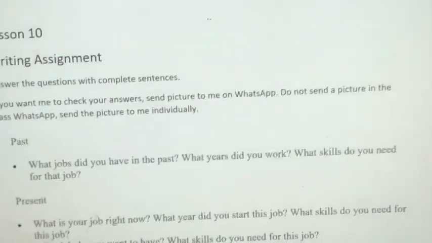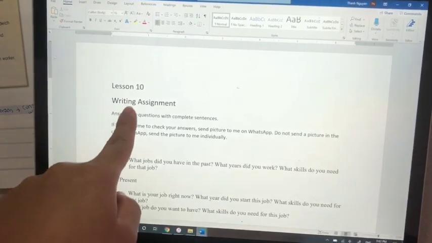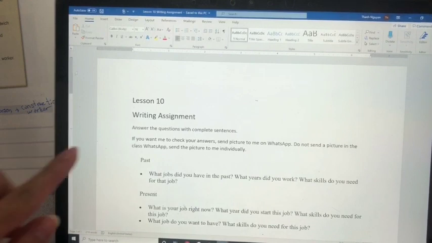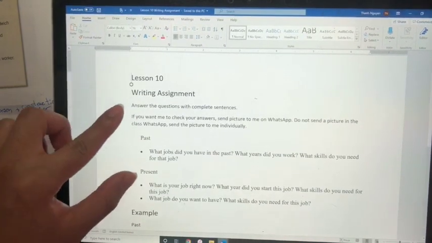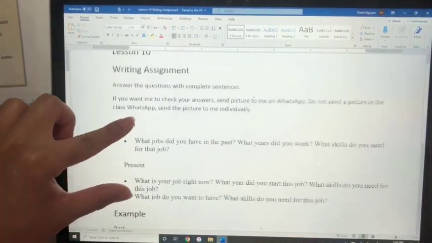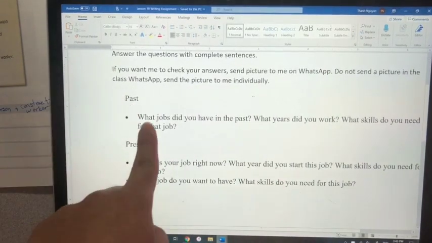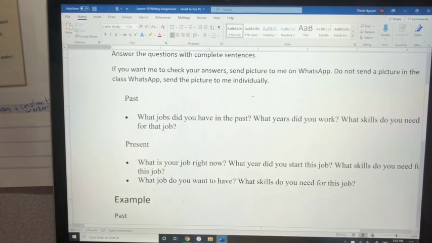By now, you should have finished the lesson 10 writing assignment from last week. So last week, I gave you a writing assignment. You have to write something. You have to answer these 3 questions here. 1 question in the past and 2 questions in the present.